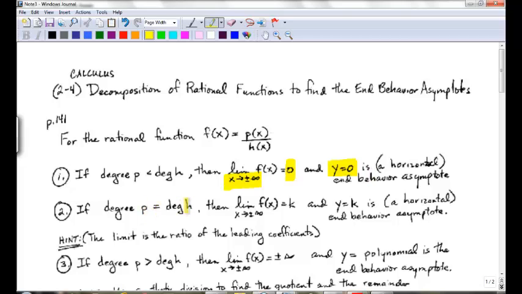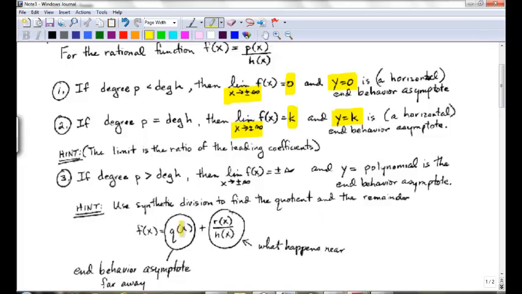If the degrees are the same, then as x approaches infinity, the limit is k, where k is the ratio of the leading coefficients. So you already figured the limit, but now we're going to take it an extra step. Y equals that ratio is a horizontal end behavior asymptote, so it's going to approach that. If the degree is greater on top, then we said the limit is infinity, and y equals polynomial is the end behavior asymptote.